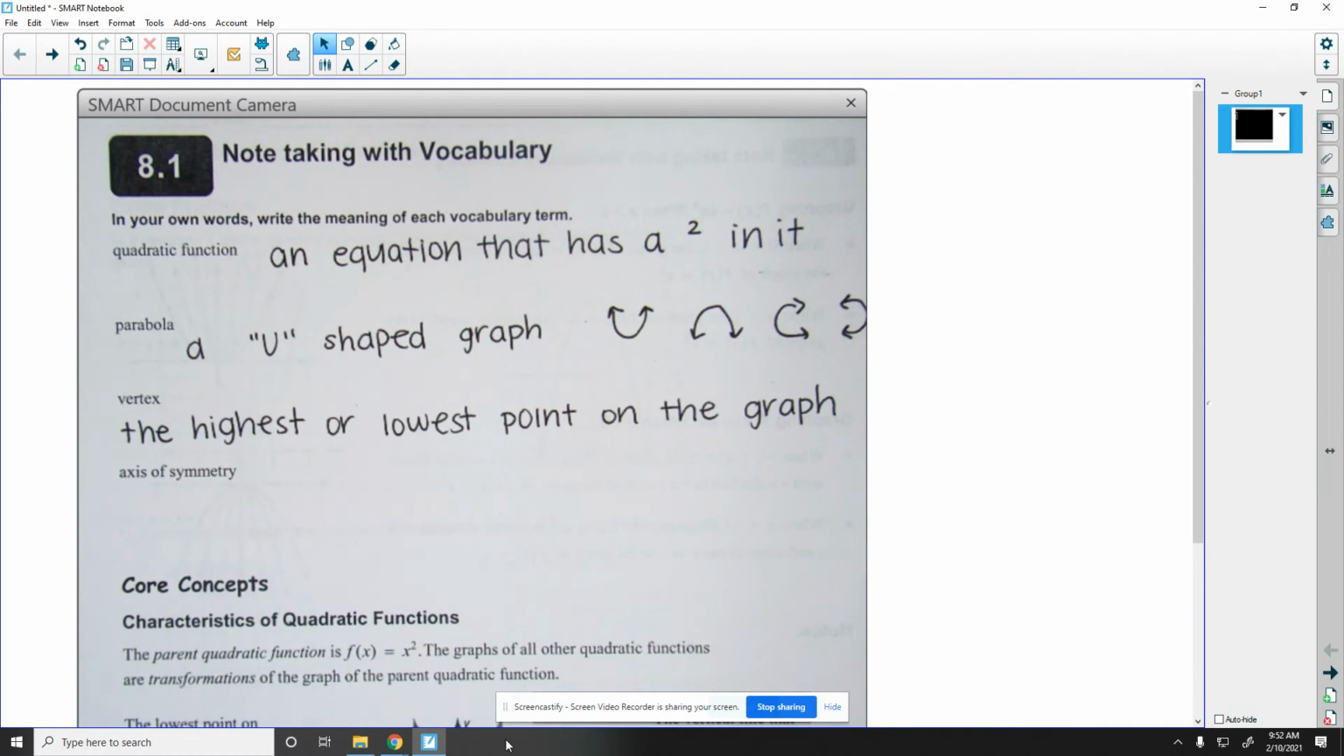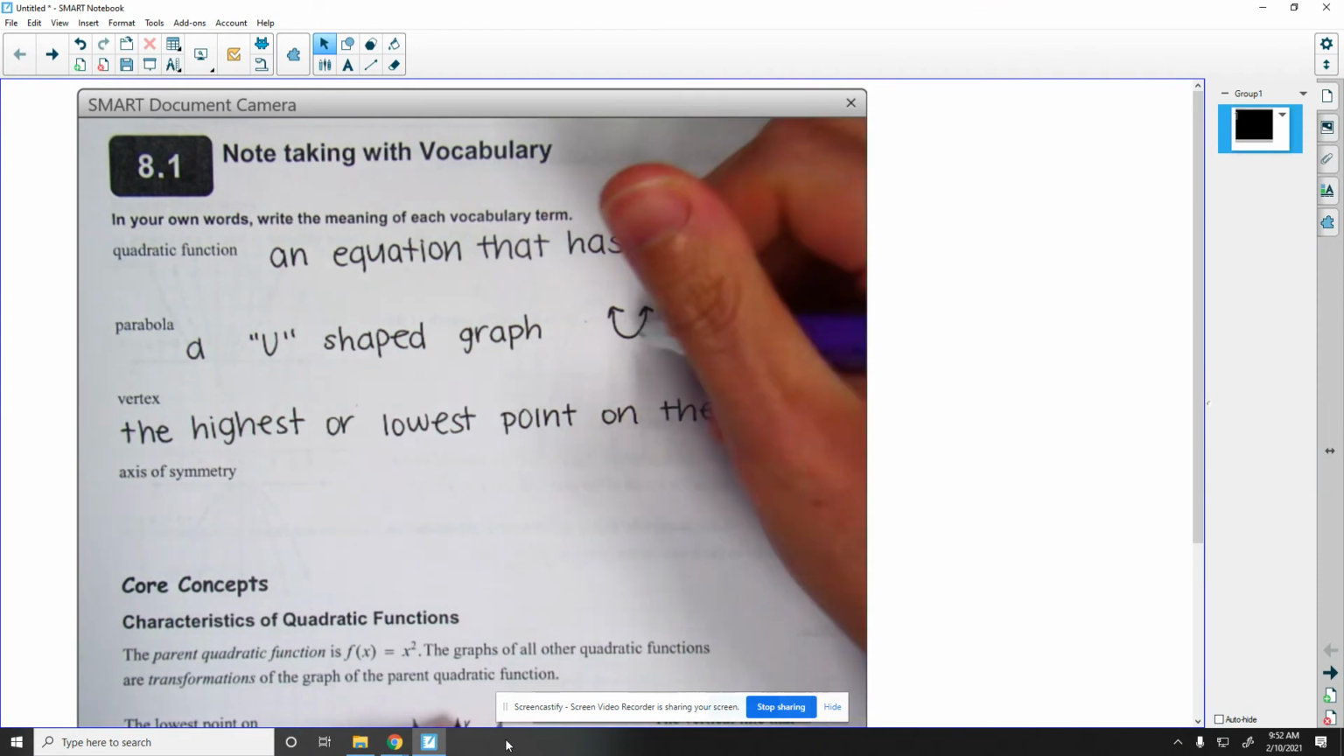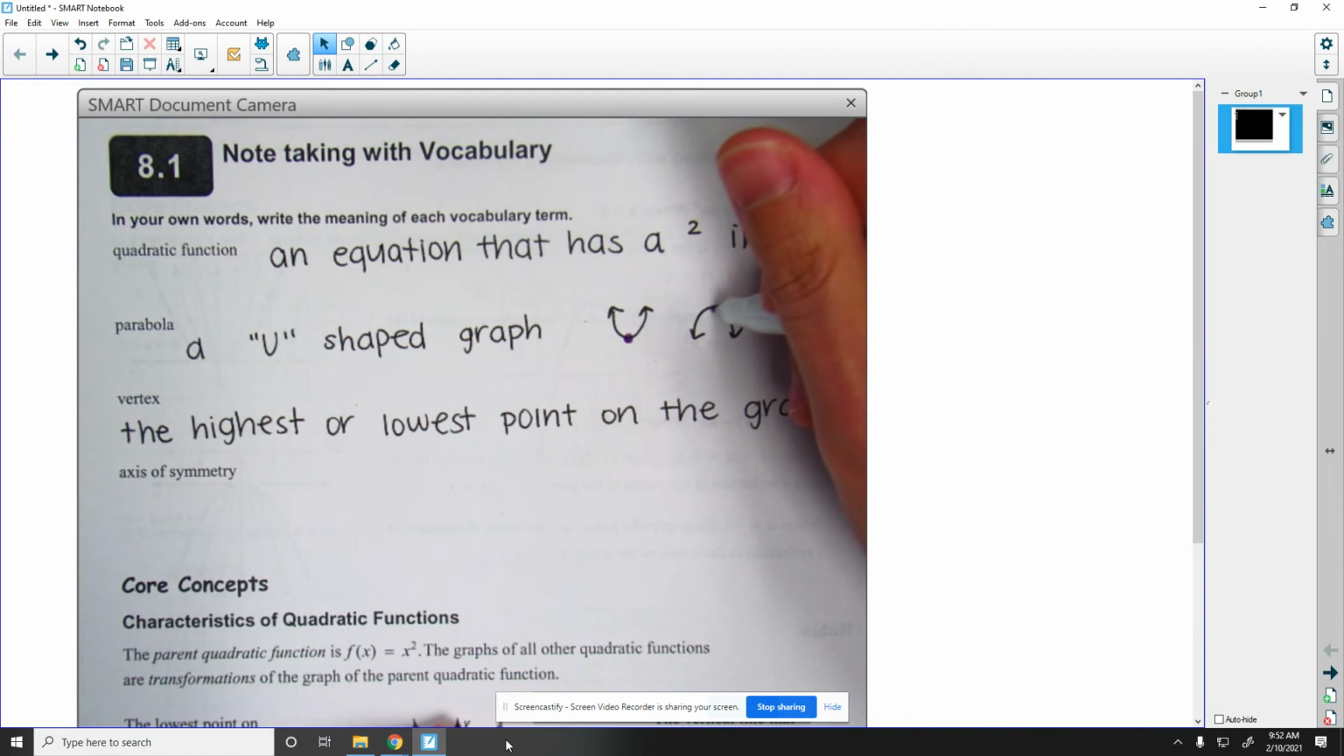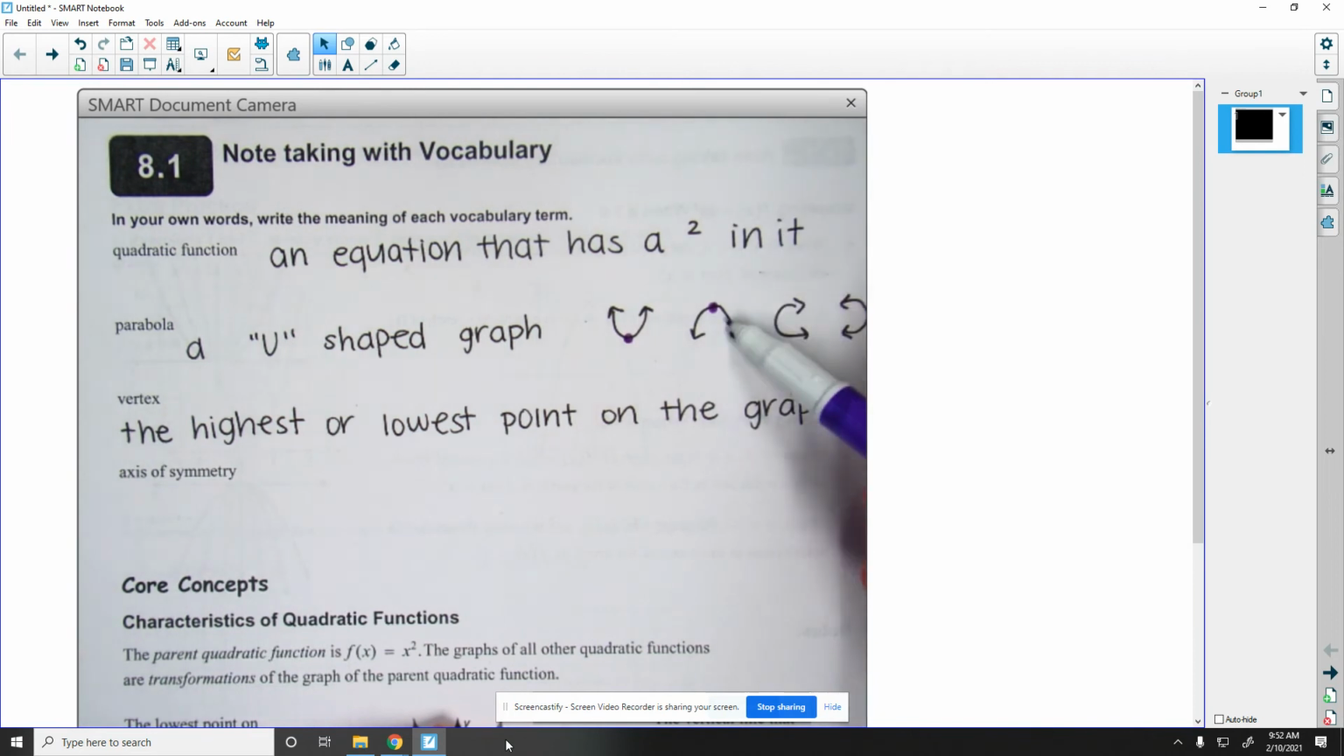Do you see how, for these two pictures, here is the vertex because it's the lowest point on the graph. Here's the vertex because it's the highest point on the graph. These would be called your vertexes because they're the highest and the lowest points on your graph.